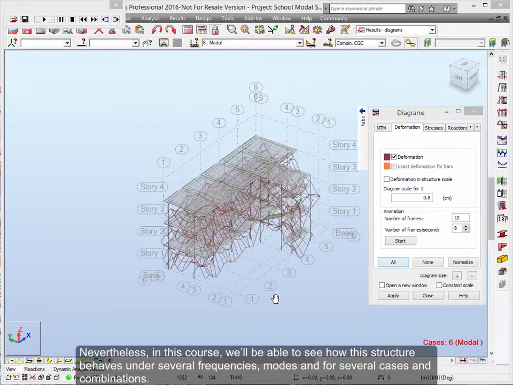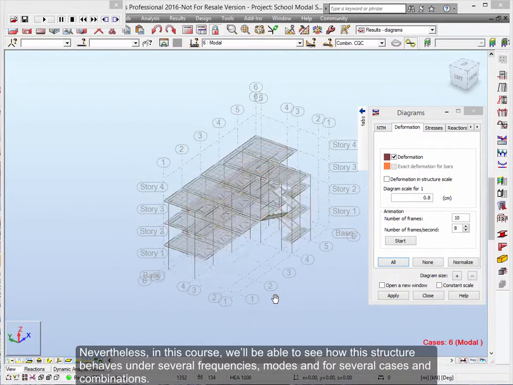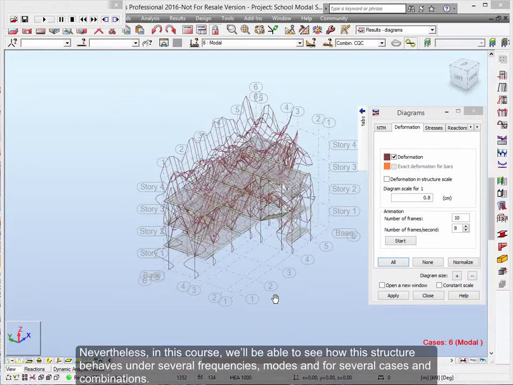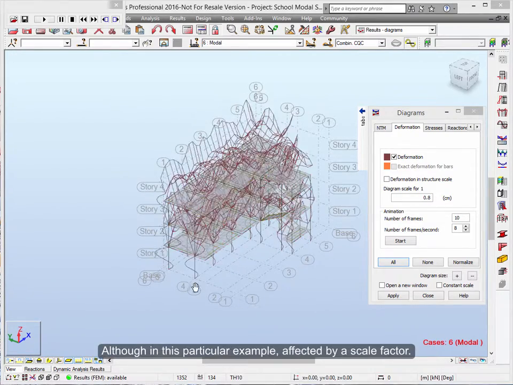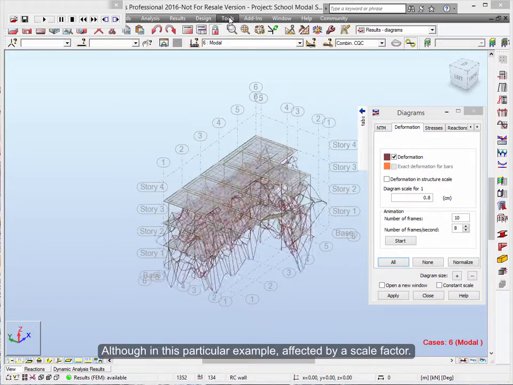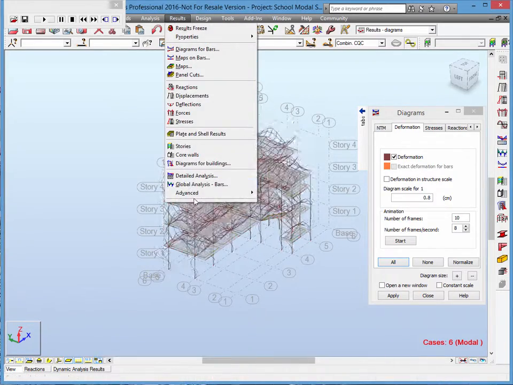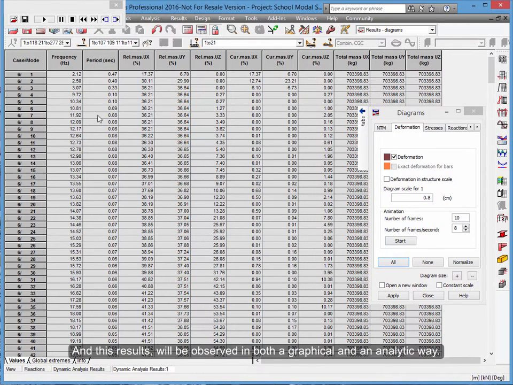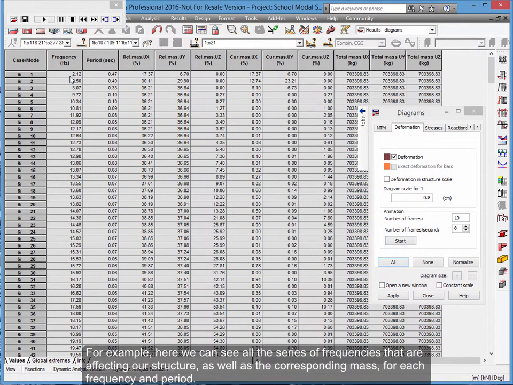Nevertheless, in this course, we'll be able to see how this structure behaves under several frequencies, modes, and for several cases and combinations. Although in this particular example, affected by a scale factor. And these results will be observed in both a graphical and an analytic way. For example, here we can see all the series of frequencies that are affecting our structure, as well as the corresponding mass for each frequency and period.